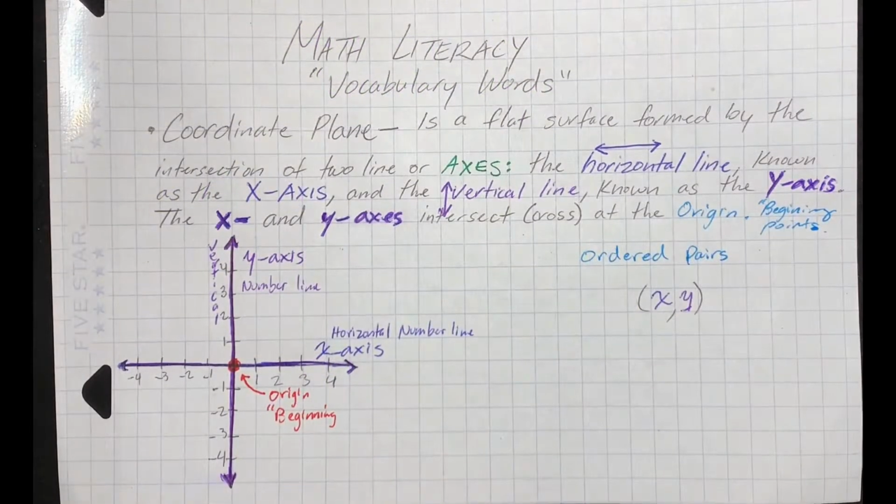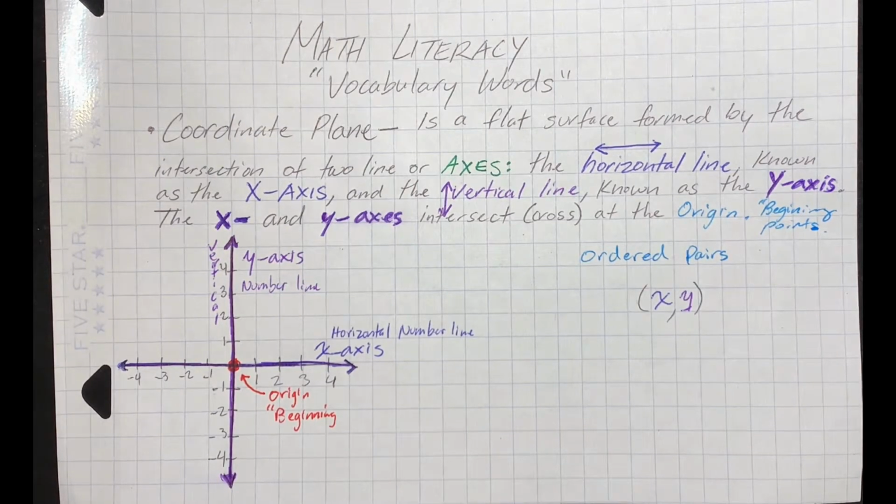All right, so for mathematical literacy, I'm saying vocabulary words. We have the coordinate plane, which is basically a flat surface that's formed by the intersection of two lines. So we can call them axes. Now, one of the two lines is the horizontal number line, side to side, left and right. That's known as the x-axis. And the vertical number line, known as the y-axis. Okay. So the x and the y-axes, they intersect, meaning that they cross perpendicular at the origin. In other words, the origin means the beginning.